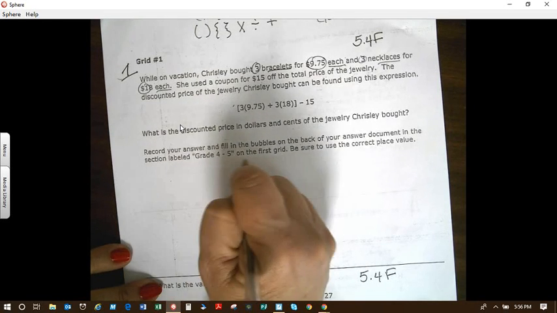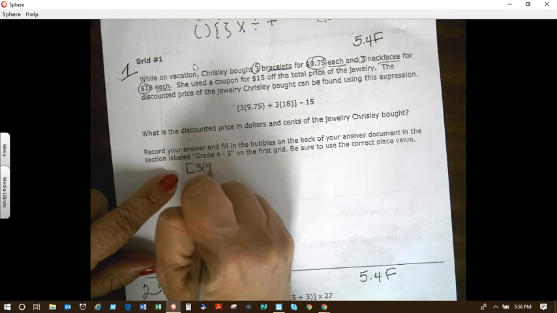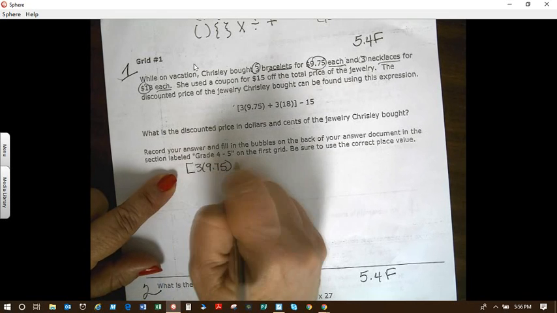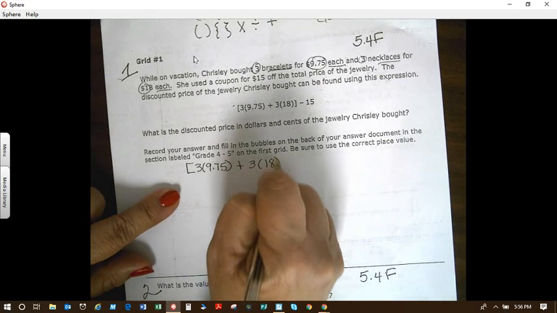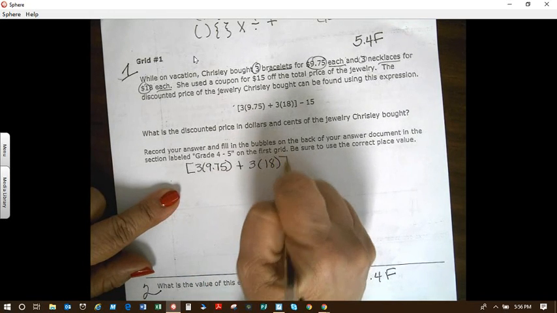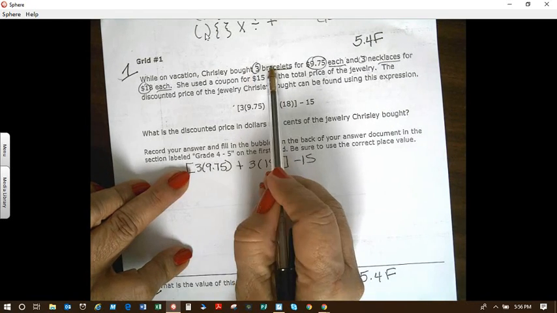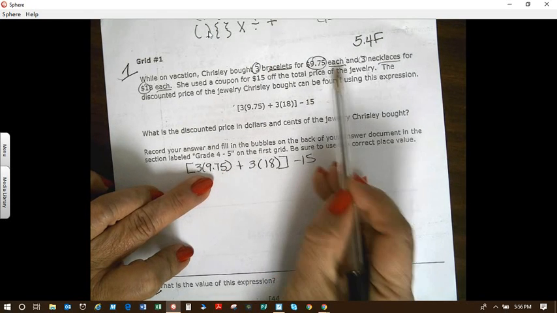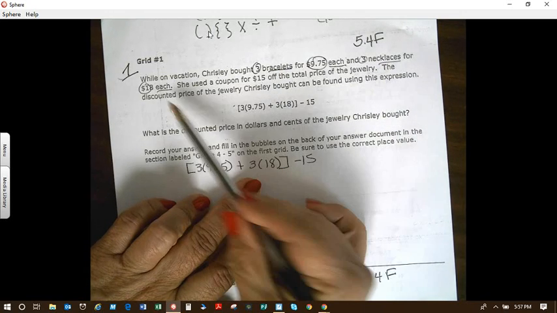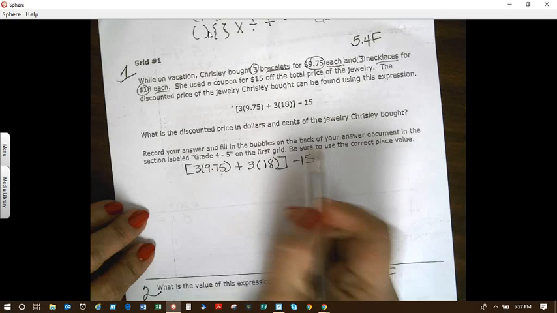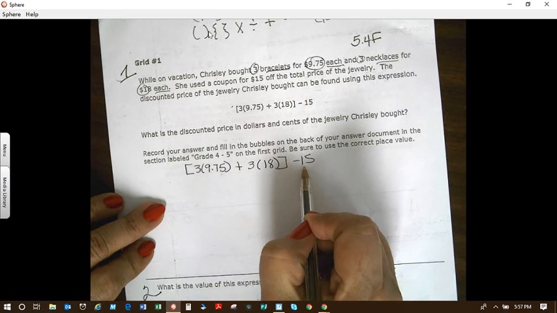So I'm going to bring my problem down. I have my bracket, 3 times $9.75, plus 3 times 18, minus 15. My 3 represents the 3 bracelets. The $9.75 represents how much they each cost. She bought 3 necklaces. The $18 represents how much they each cost. And then the $15 coupon. So it's really important for you to know what each of these represents.